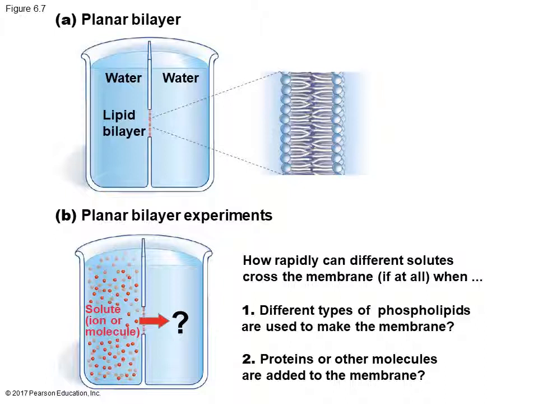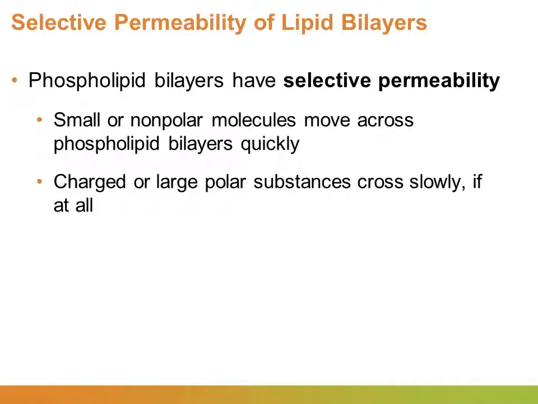In figure 6.7, you see that there's a lipid bilayer, an artificial one that's placed in a beaker. And you see in part B that on one side of the membrane, there are a lot of solutes or ions dissolved in the water. There's a high concentration, whereas the other side has no ions. So will these molecules or solutes cross the membrane? And the truth is some will, because membranes do show selective permeability. Selective permeability means that some molecules can cross, but others cannot. It just simply means that.